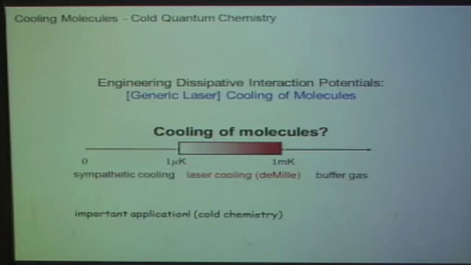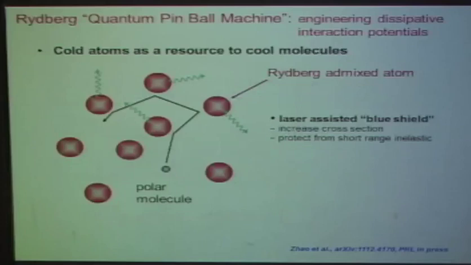This would have a very interesting application for cold chemistry, for example, cold controlled chemistry. The idea here is to achieve a very efficient cooling, possibly using ground state molecules in a mixture with atoms which are admixed to a Rydberg state. Basically we have a situation in which a fast molecule scatters against a gas of very cold atoms, and we have a kind of laser-assisted blue shielding.